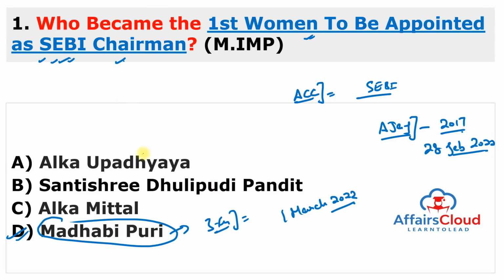These are very, very important. Alka Upadhyay recently appointed as chairperson of NHAI, National Highway Authority of India. Next is Shanti Shri Dullipudi Pandit. She was recently appointed as first woman vice chancellor of Jawaharlal Nehru University. Next is Alka Mittal.